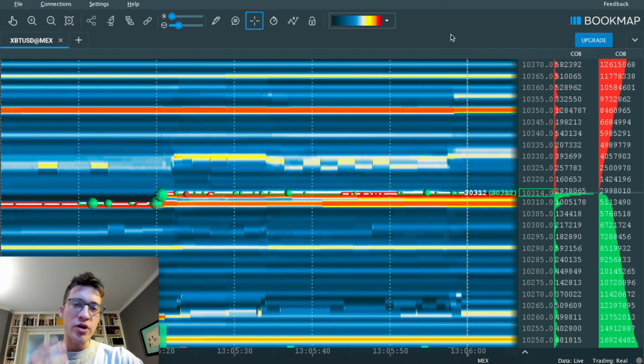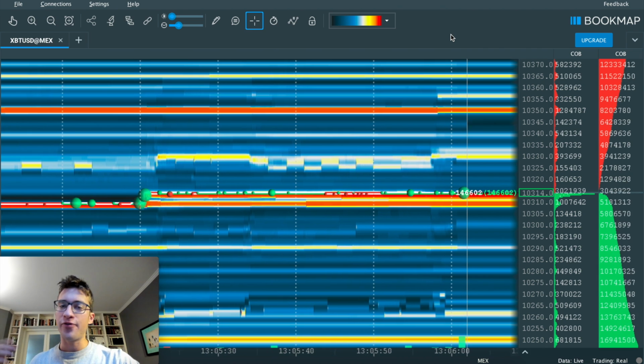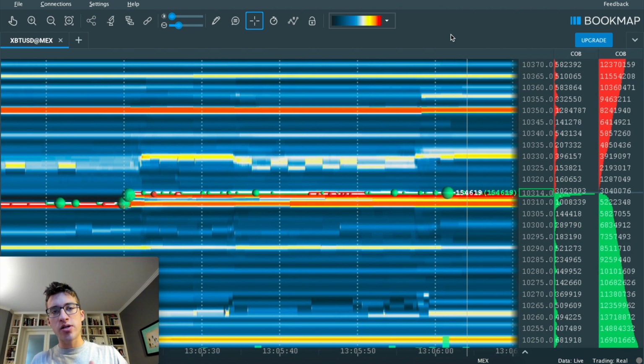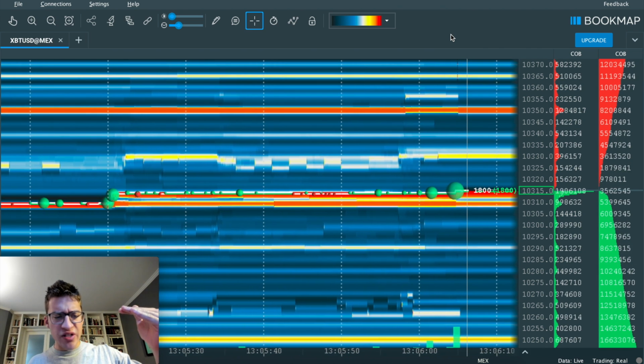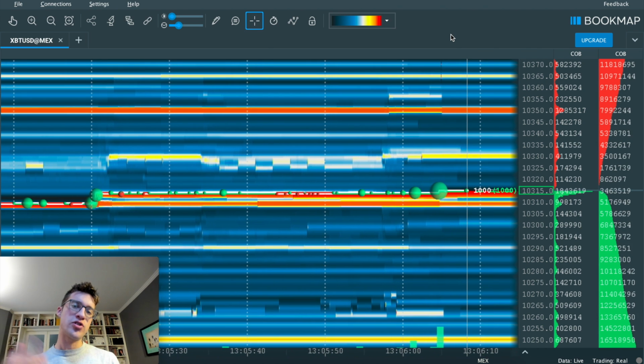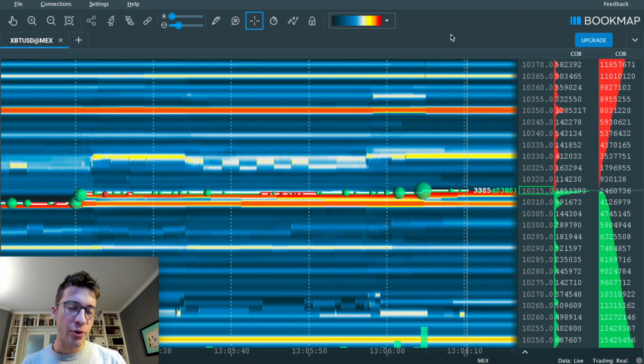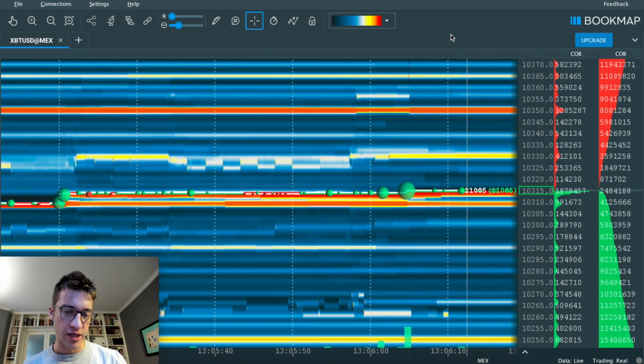So it's a really important thing to look at this influx and outflux of supply and demand, and always look to determine whether there's a genuine resting order that's been there for an hour versus an order that's been there for 20 seconds. They will have completely different effects on the price.